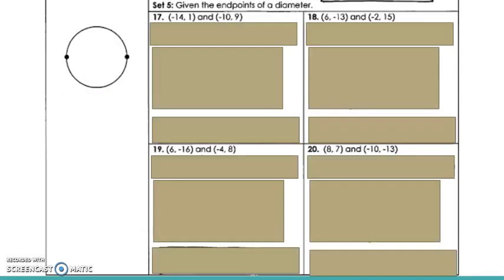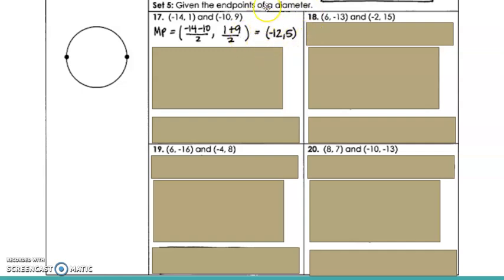We can also have problems where they just give us the 2 endpoints of our circle. If that happens, we have a little bit more work to do. The first thing that we need to do is find what our center would be. In order to find our center, we're going to use our midpoint formula. So remember, the midpoint formula is we're going to add those x's together and divide by 2, and add those y's together and divide by 2. So my midpoint is my center of the circle, and that's going to be -12, 5.